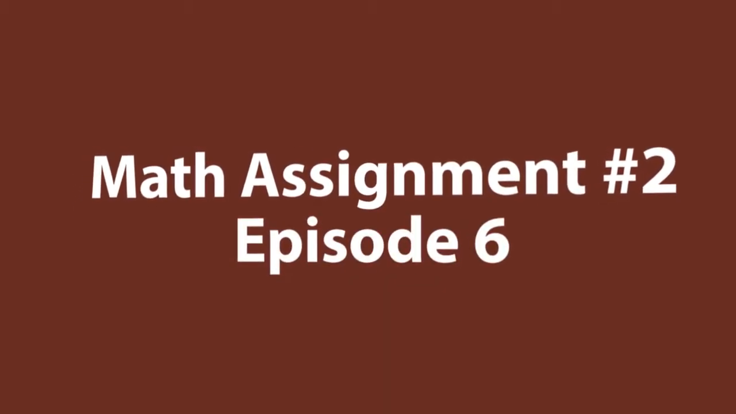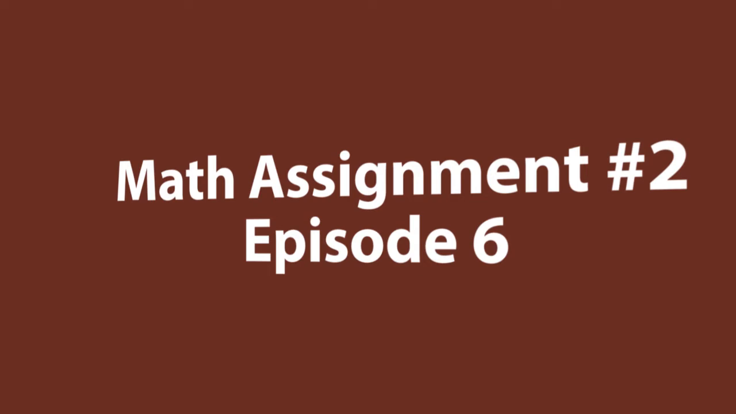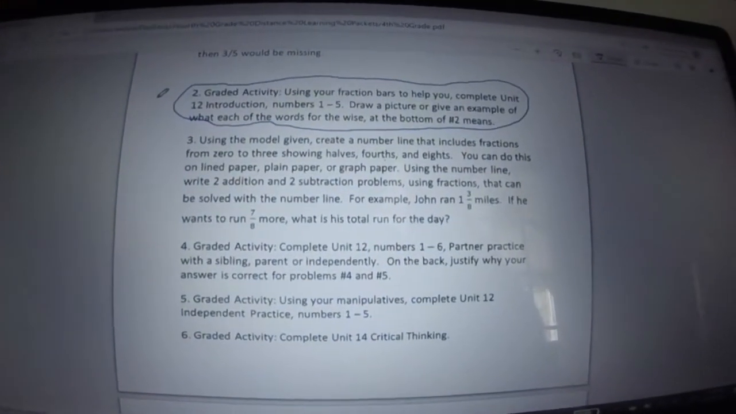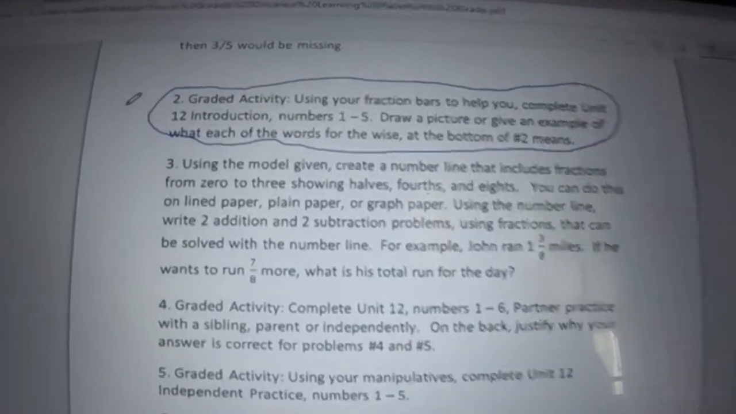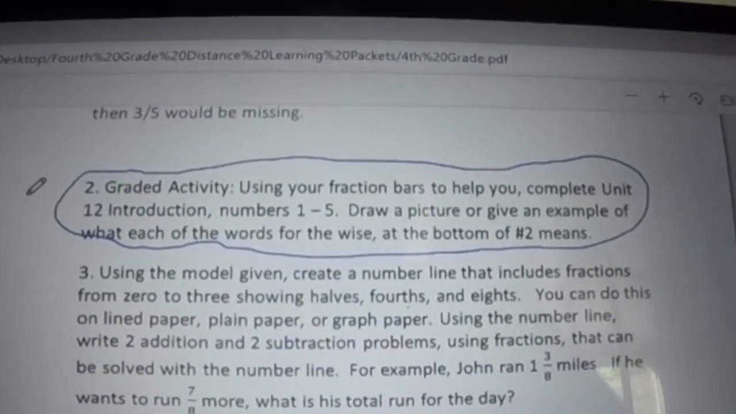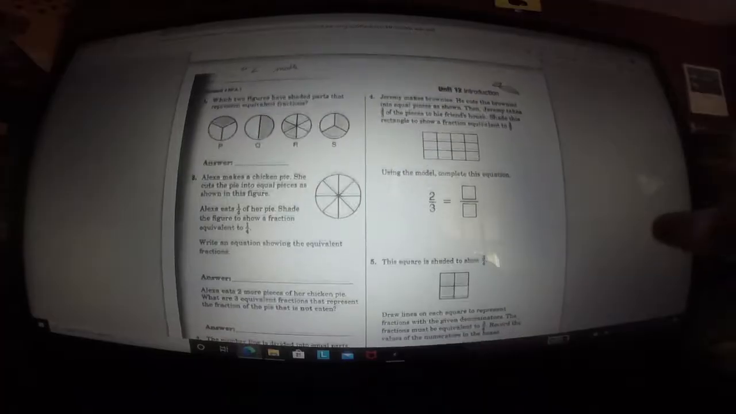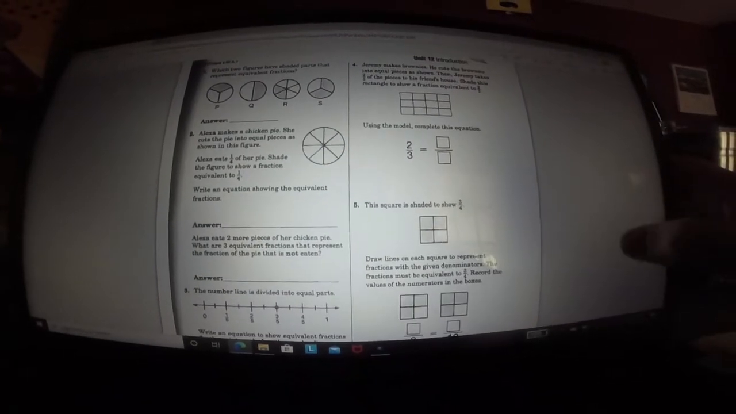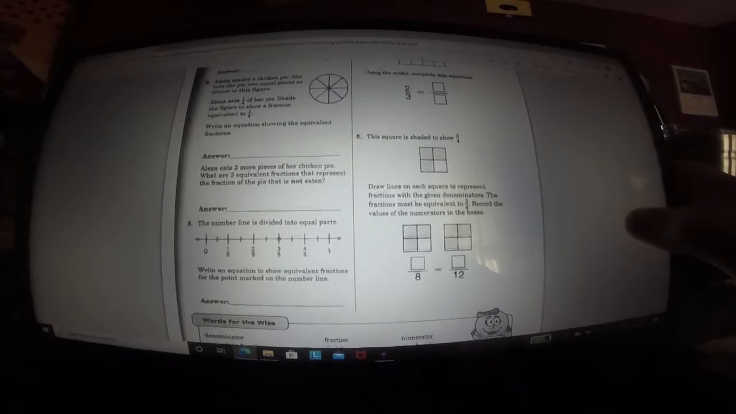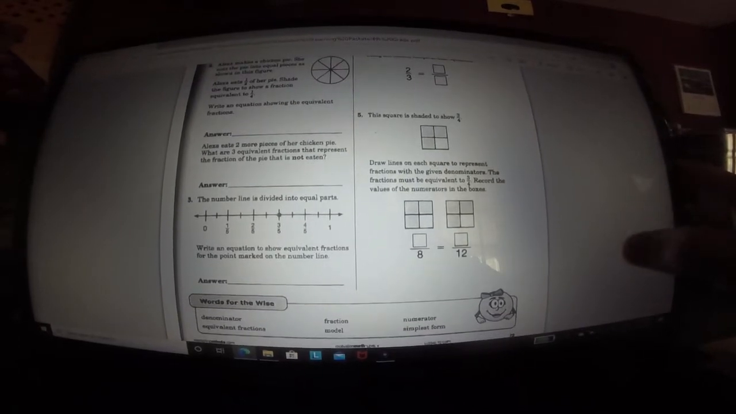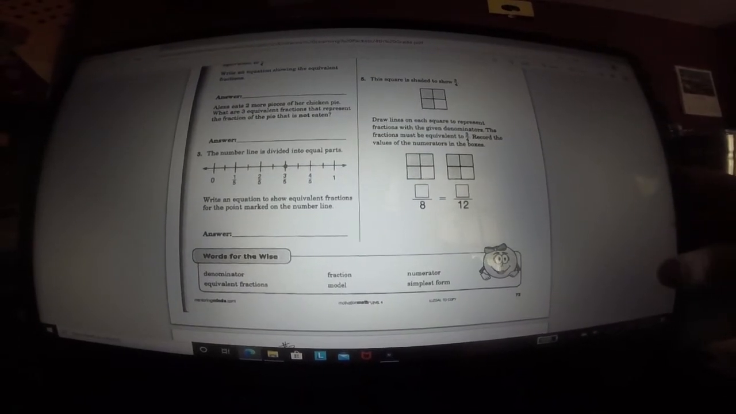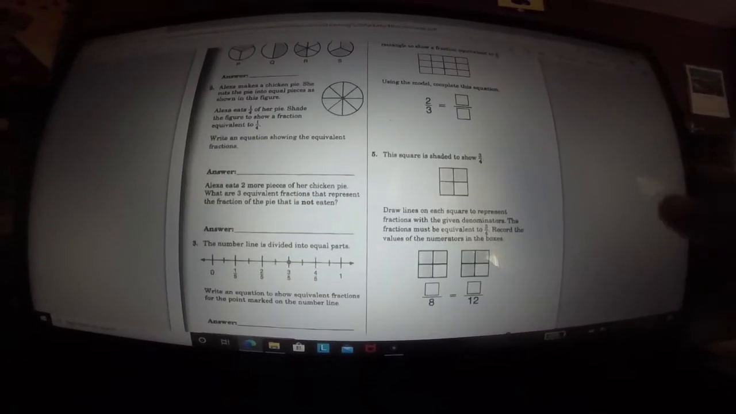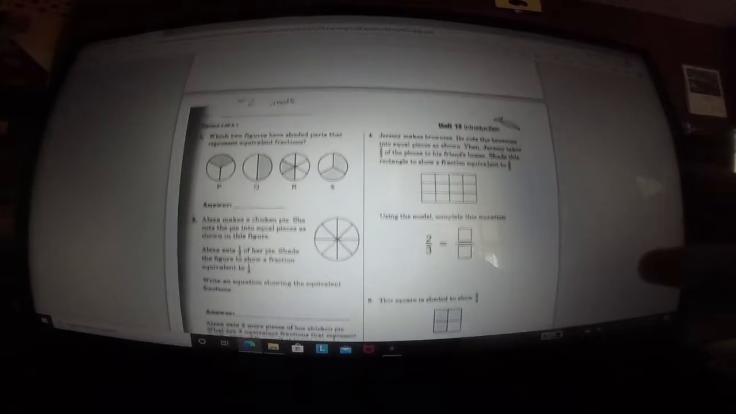All right, this is going to be my teaching video for the day. We're going to skip right to the math. I believe it's assignment number 2. Assignment number 1 kind of had you working on coloring in equivalent fraction bars, so hopefully you've done that. We're moving on to the actual assignment, the 1 through 5, and then it has a section that's called Words for the Wise. So we're going to do the Words for the Wise first. That is all the vocabulary words that are going to be pretty important for this section.